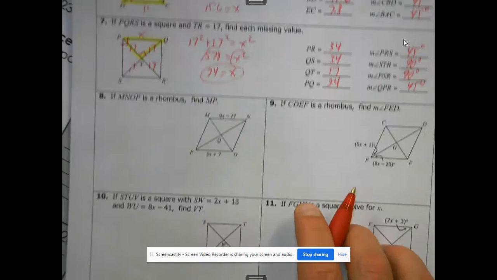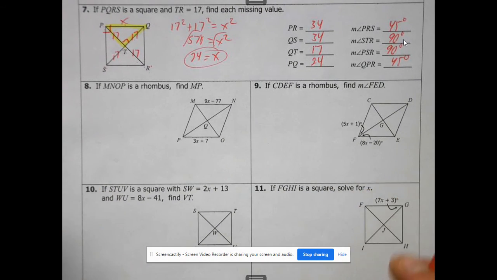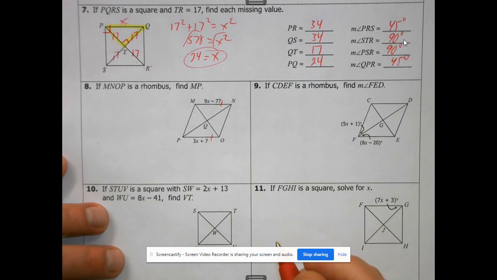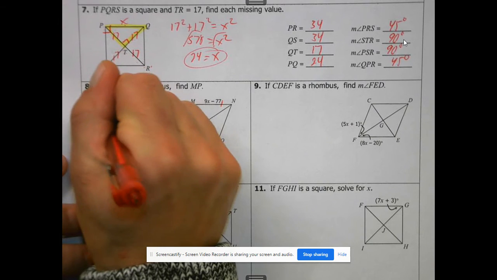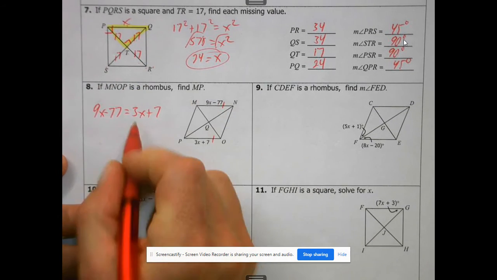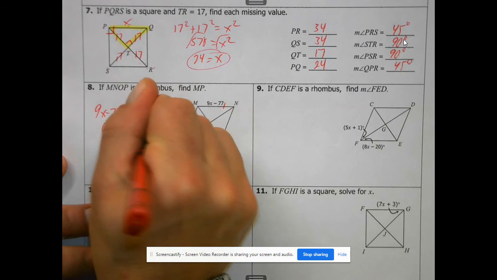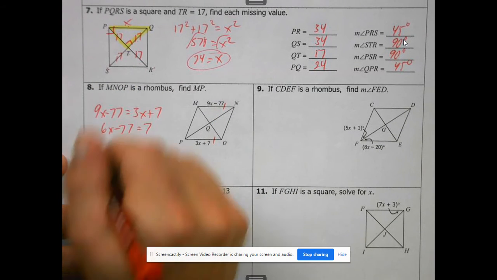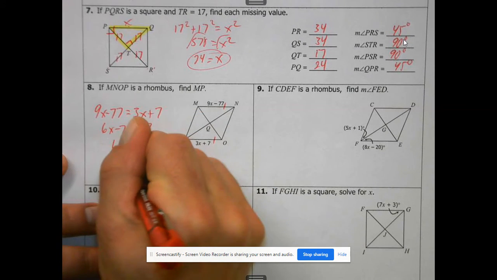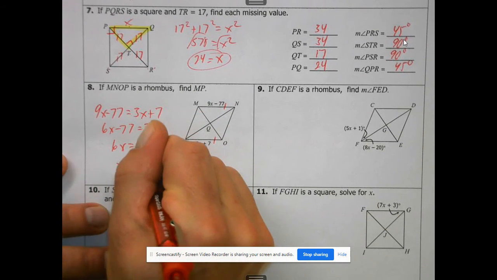Algebra. Says we got a rhombus, find MP. Well, we know all sides are congruent on a rhombus, set them equal. 9x minus 77 is 3x plus 7. Subtract 3x over. Add 77. Divide by 6. That gives me 14.